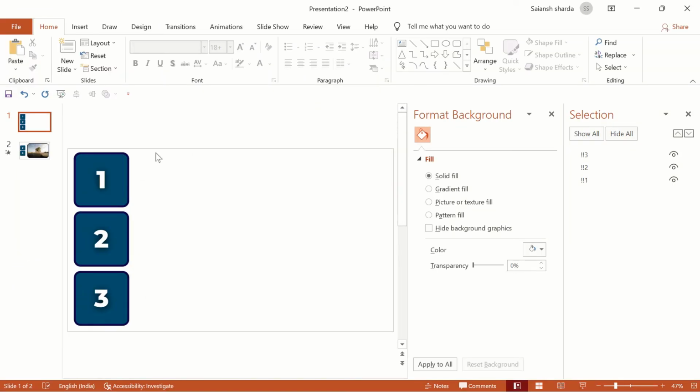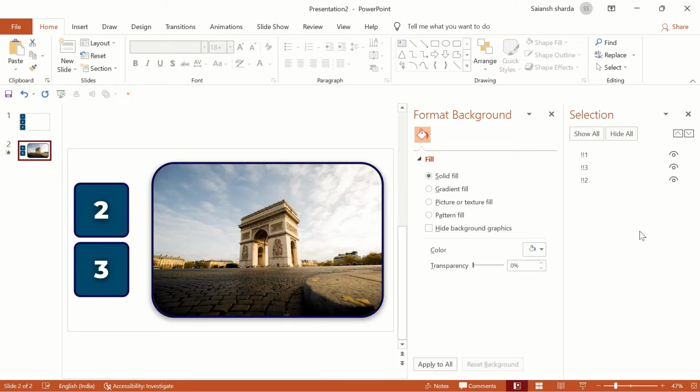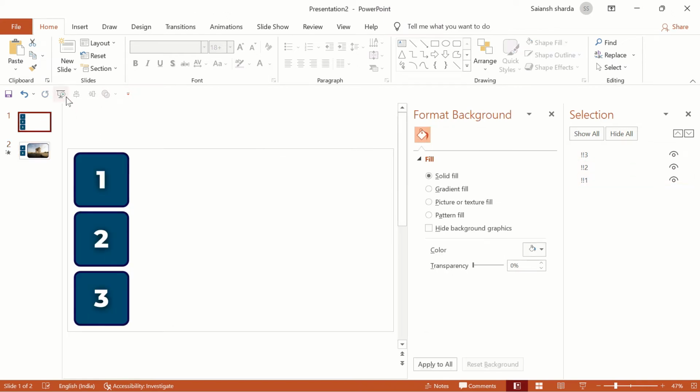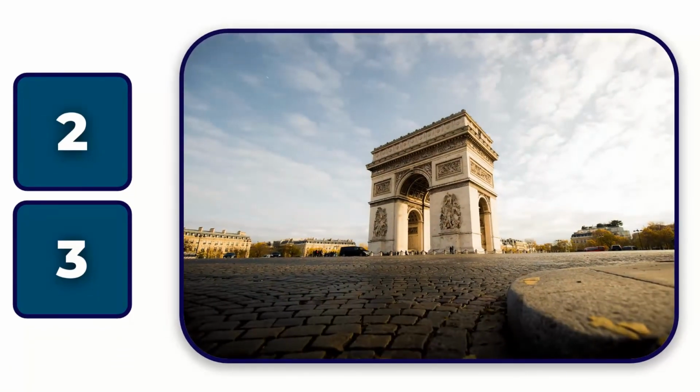So something wrong is happening here, and that is because the order of the objects is different in each of the slides. So here the order is 3, 2, 1, and in this slide the order is 1, 3, 2. So the order should be the same in every slide. So let's put it 3, 2, 1. And now if we go to slideshow, 1 is beautifully morphing into this image.